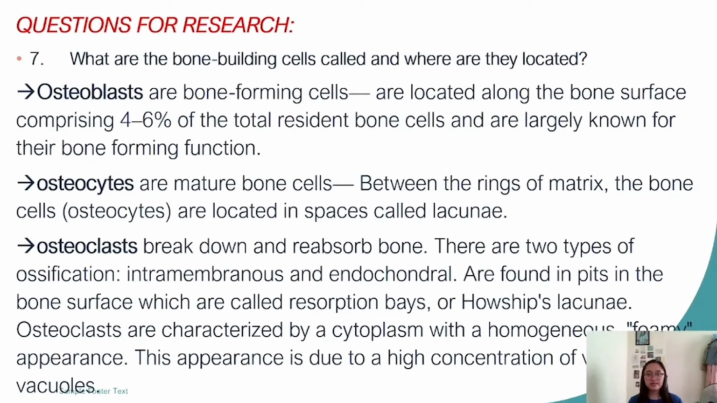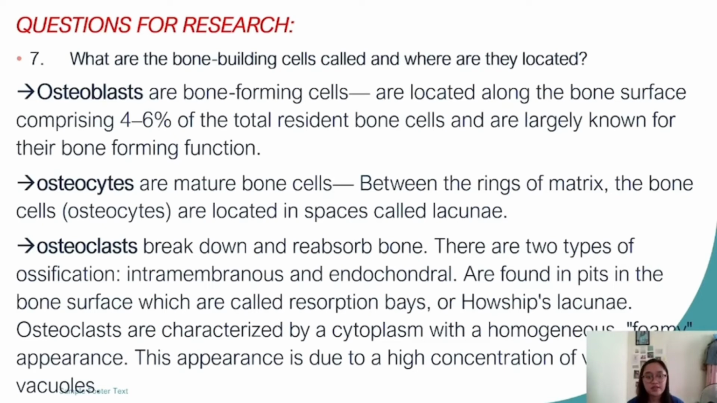The bone building cells or the bone forming cells is what we call the osteoblasts, and they are located along the bone surface comprising 4 to 6% of the total resident bone cells and are largely known for their bone forming function. The other bone building cells is what we call the mature bone cells or the osteocytes, can be found between the rings of matrix. The bone cells are located in spaces called lacunae. I don't know if I am pronouncing it right po, pero yan.